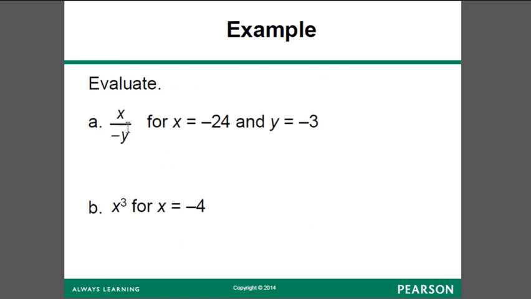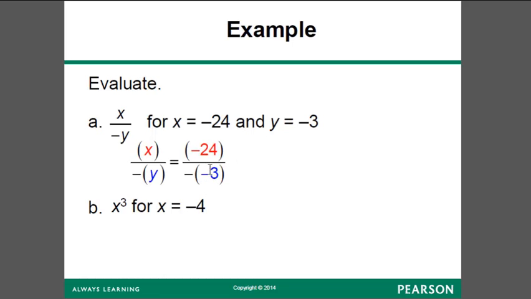Let's look at where we have to evaluate some of these problems, as we have done in previous exercises. I have x divided by negative y, for where x is equal to a negative 24 and y is equal to a negative 3. Let's take this one for example. Remember to put your variables inside parentheses, leaving this negative on the outside, and replacing them with the numbers that they correspond with. So I have negative 24 divided by a negative 3.